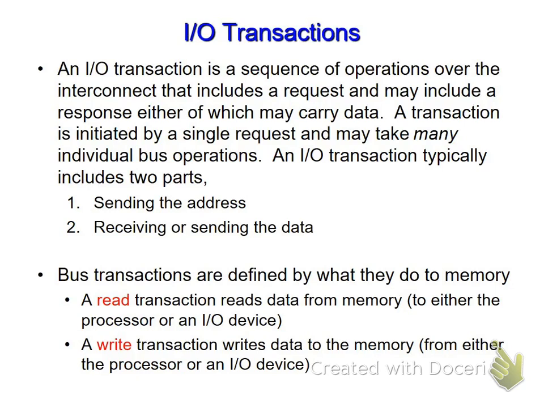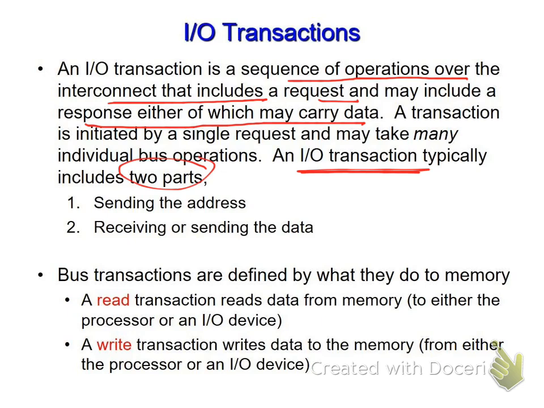With input-output transactions, an input-output transaction is basically a sequence of operations over the interconnect that includes a request and may include a response, either of which may carry data. The most important thing that I would like you to be familiar with is that any input-output transaction includes 2 parts. If I would like to communicate with you, how will we communicate? We will communicate through 2 parts. First, I have to send you the address that I need.